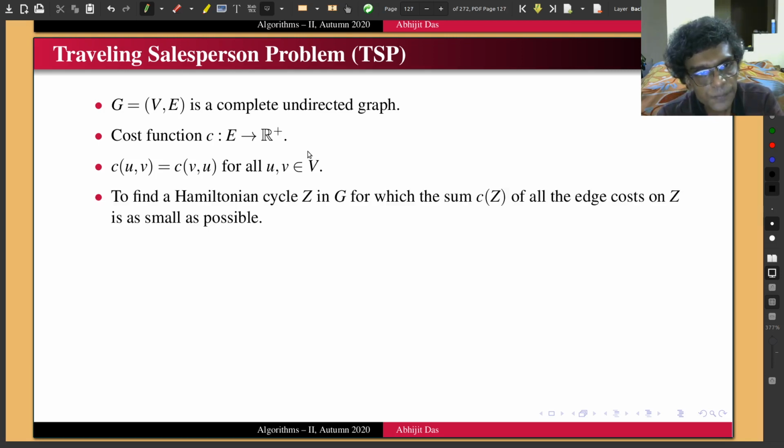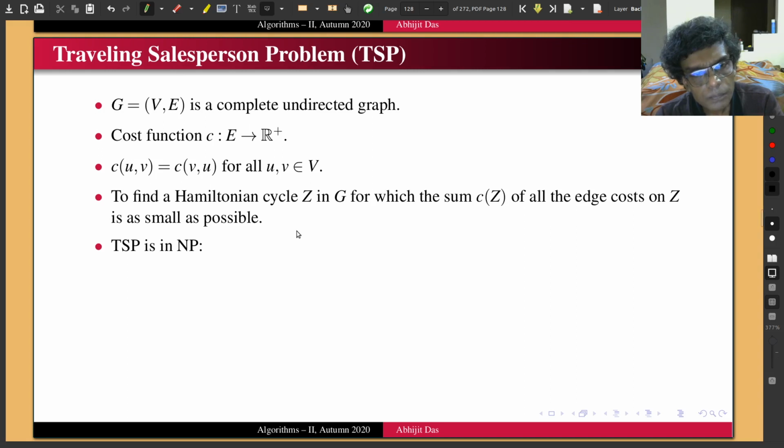Okay, so to find a Hamiltonian cycle Z in G for which the sum C of Z, of all the edge costs on Z, is as small as possible. So this is once again a minimization problem.